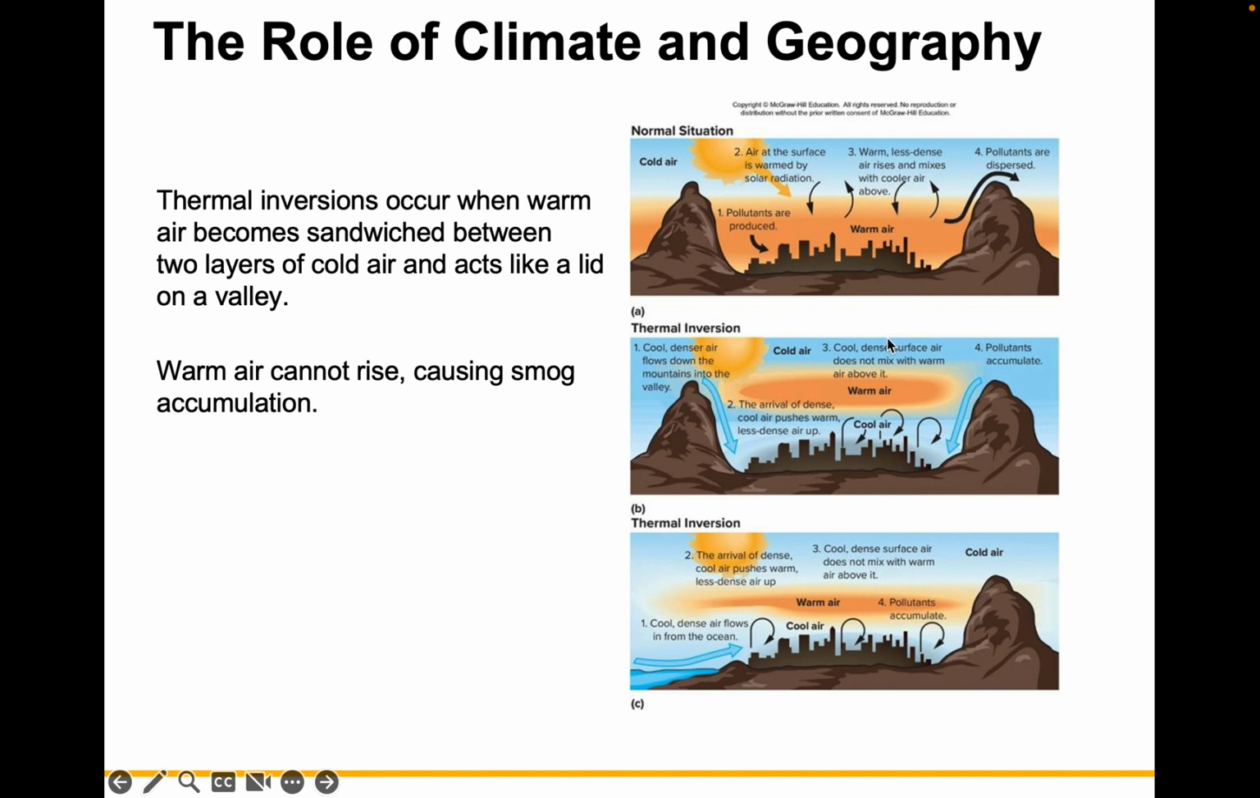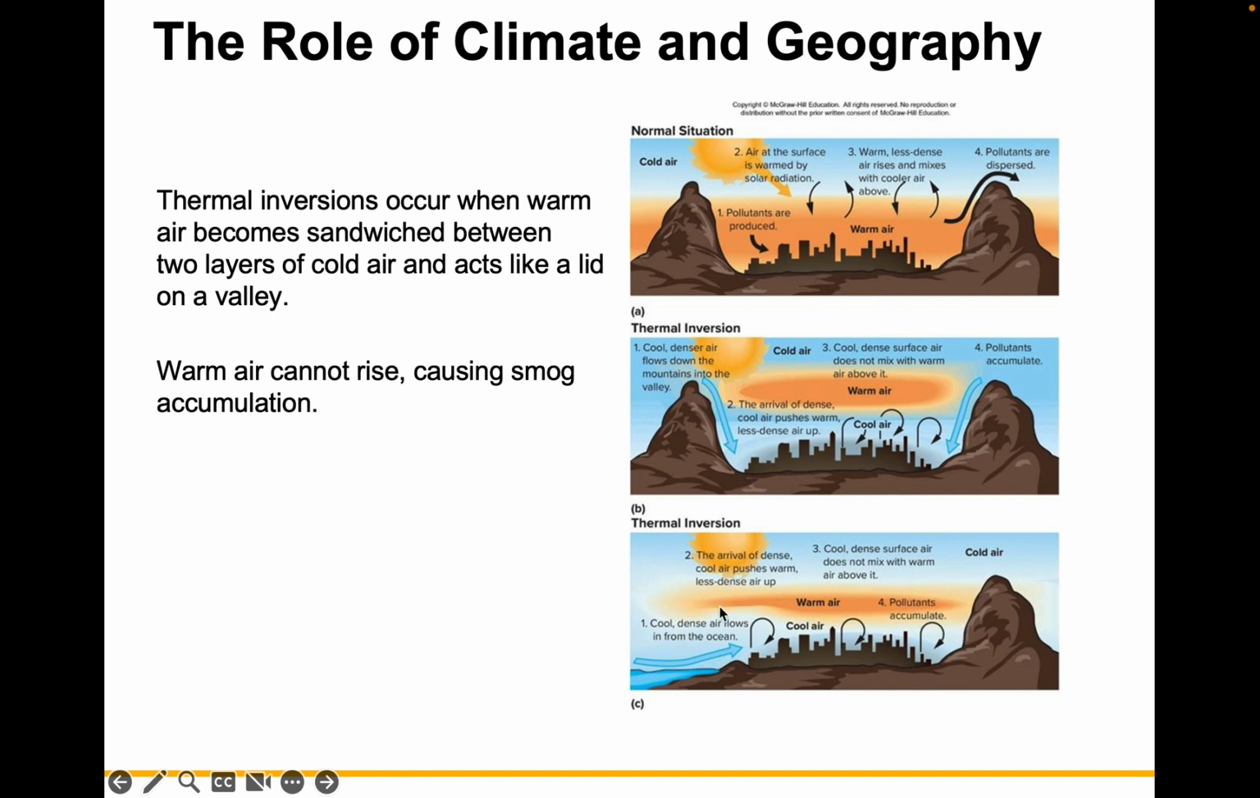However, when a thermal inversion occurs, cool, denser air flows down the mountains into a valley or slides in from above the ocean. Then we have the arrival of dense, cool air that pushes the less dense warm air up, but there's still a cool, dense surface of air above that warm air that's not mixing because it's just been displaced, right? And that allows pollutants to accumulate, and it can't blow away. It can't get out of the valley.